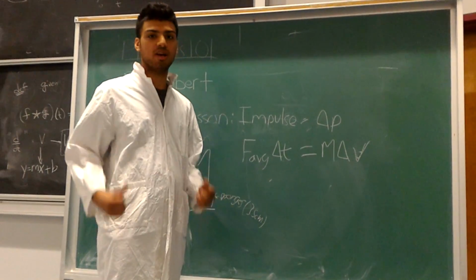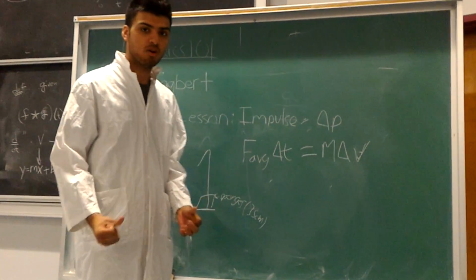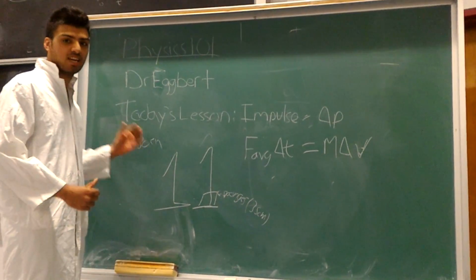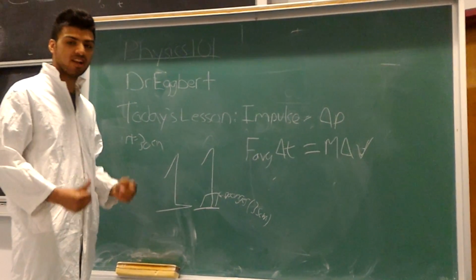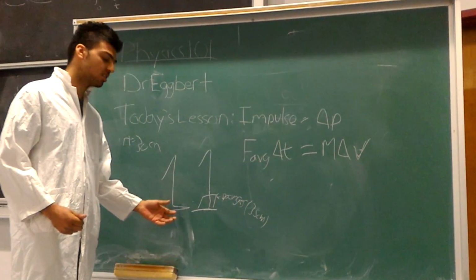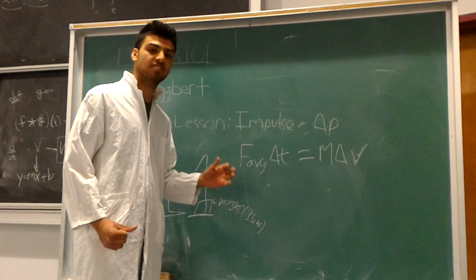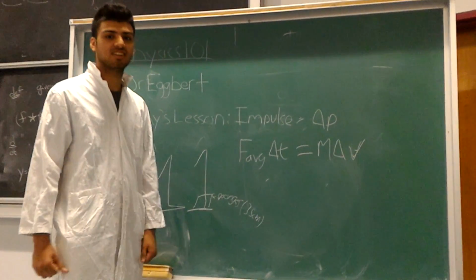So I'm going to show you how impulse works through a demonstration. What we're going to do is take eggs and drop them from a height of 30 centimeters. The difference is that one is going to be dropped on a hard surface, while the other is going to be dropped on a sponge that is 3.5 centimeters above the ground.